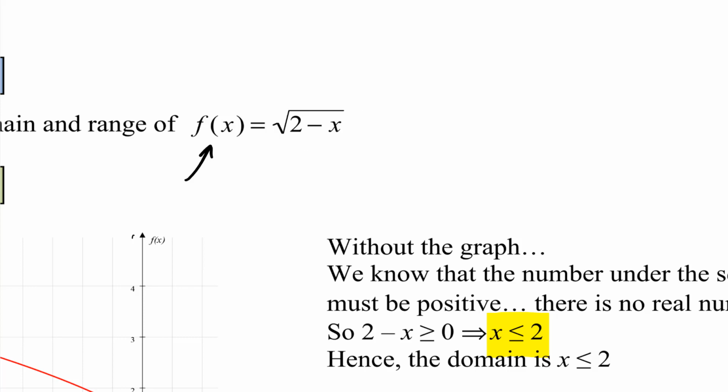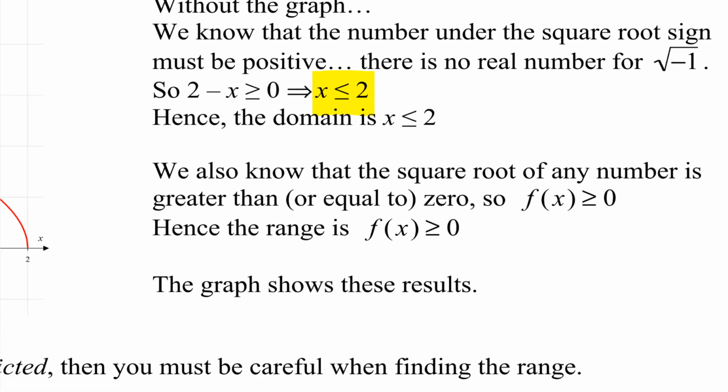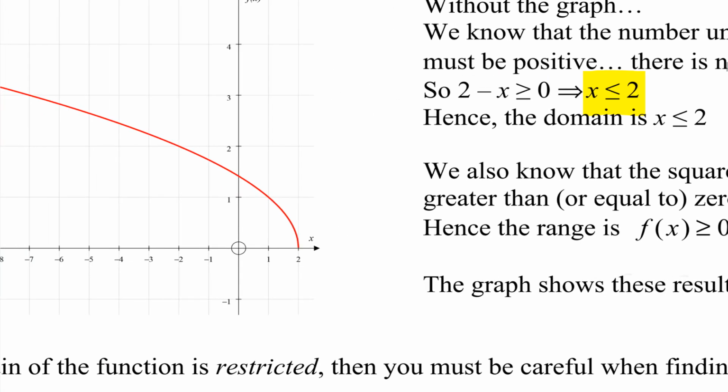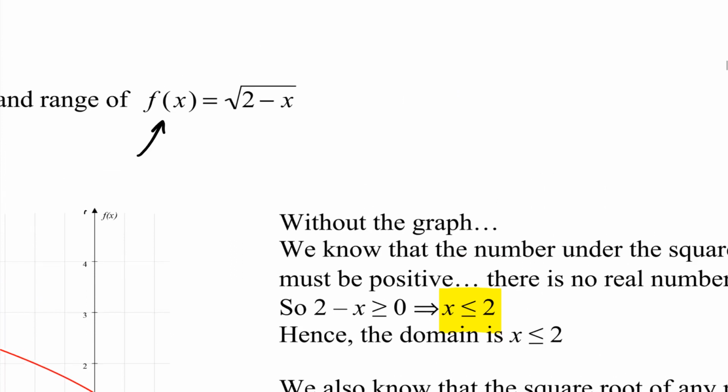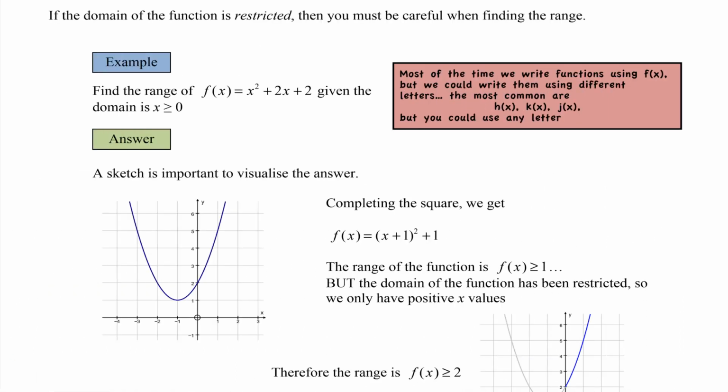So I can say straight away that the range here, the possible y values, or the f of x values, is greater than or equal to 0. So you can see there's two ways. If you have the graph, fantastic, but you also can nut it out just by looking at the equation and thinking about it.